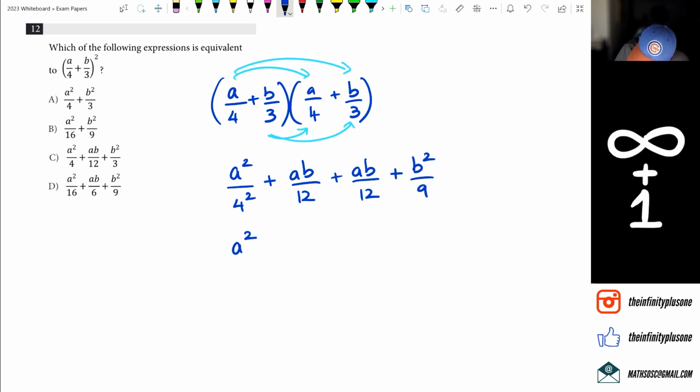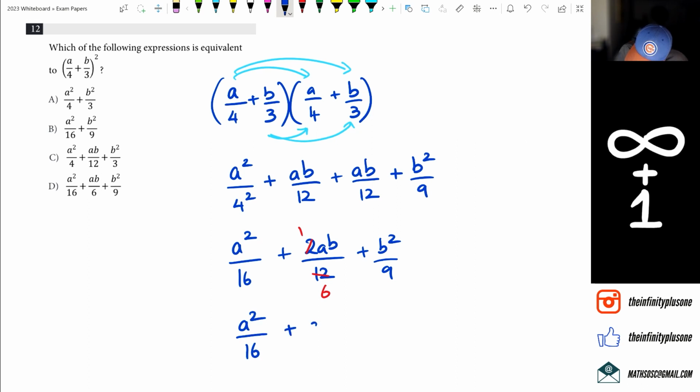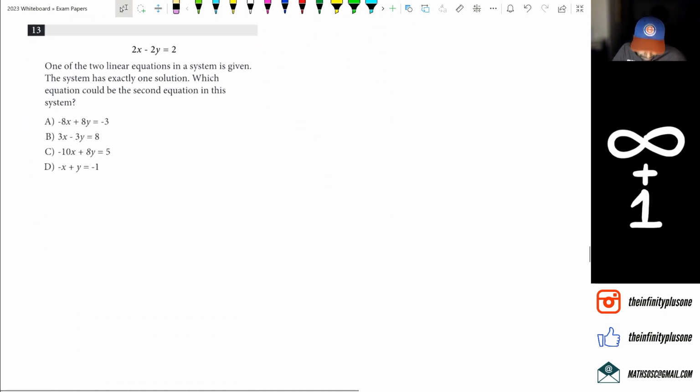So we've got a squared, well, 4 squared is 16, and 3 squared is 9. You get the idea. a squared over 16 plus 2ab over 12 plus b squared over 9, and of course that simplifies, so 2 over 12 becomes 1 over 6. We've got a squared over 16 plus ab over 6 plus b squared over 9. So looking at option D. Looks good. Moving to question 13.